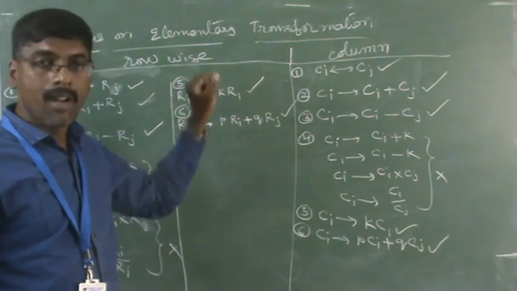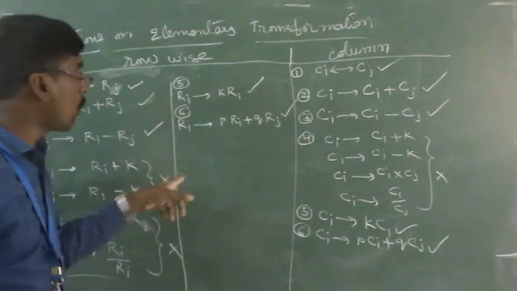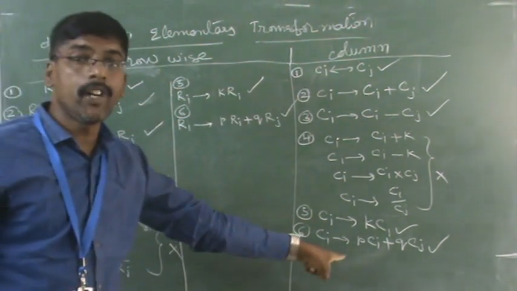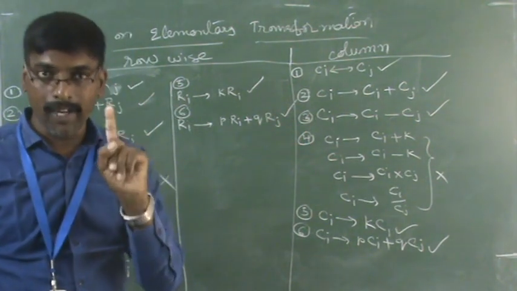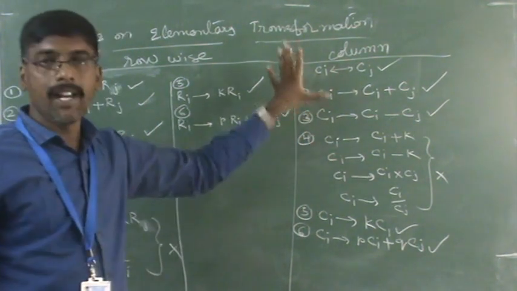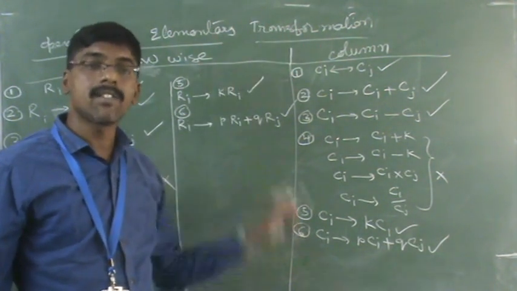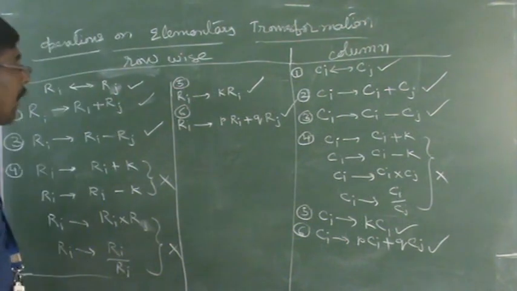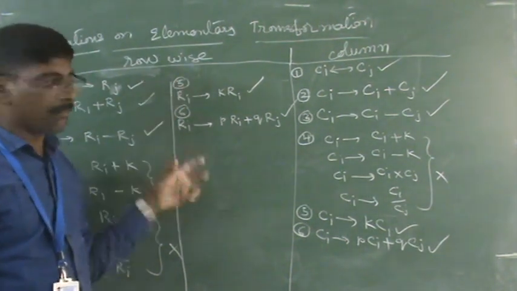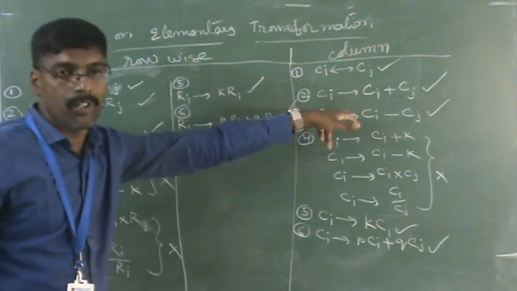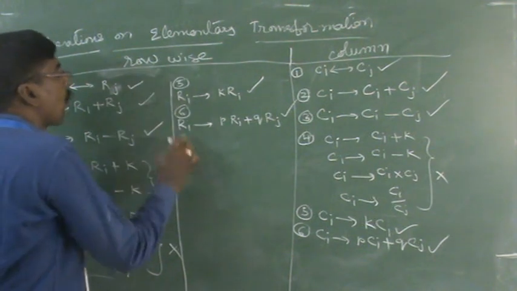Now we are going to solve one problem. Before that, we need to note down all these concepts. Only then can we find the inverse of the given matrix using elementary transformation. Today in class we are discussing elementary row operations. This is row-wise, that is column-wise. The first example problem I will solve using row-wise operations.